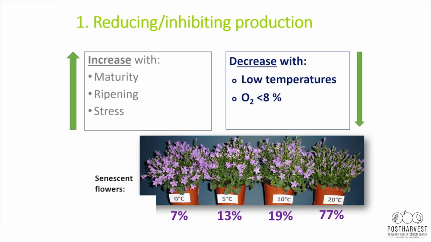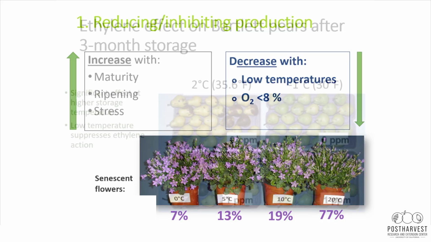You can decrease ethylene by lowering the temperature that you hold your product at, and also by reducing the oxygen levels in the room. On the bottom here, you see flowers that have been stored at 4 different temperatures. The higher the temperature, the more ethylene you had in the room, and the more senescent flowers you had. So you see 20 compared to 0, huge difference.